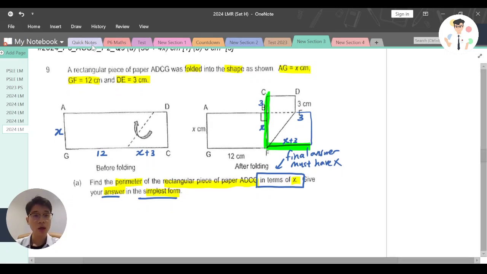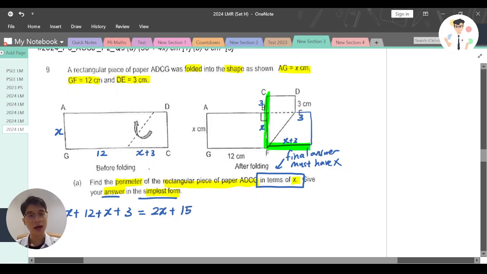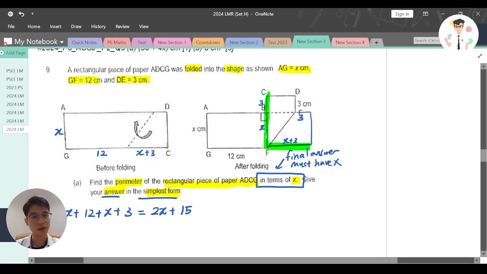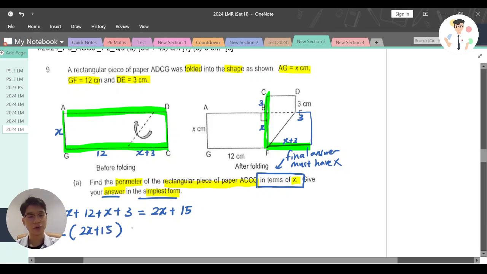Okay? So x plus 12 plus x plus 3, x plus x, 2x, 12 plus 3, 15. And because I want to find perimeter, right? Here is 2x plus 15. If I want to find here also, I'll times 2. So there will be 2 times 2x plus 15, and that will be equivalent to 4x plus 30. Okay, so the final answer here will be 4x plus 30. Don't forget the word parenthesis and cm.